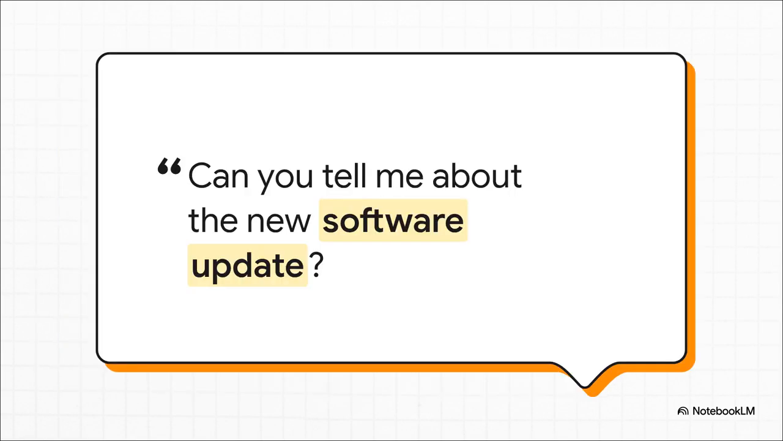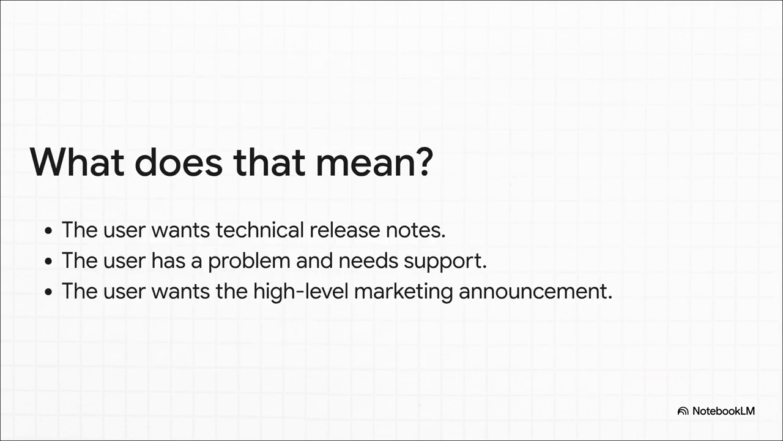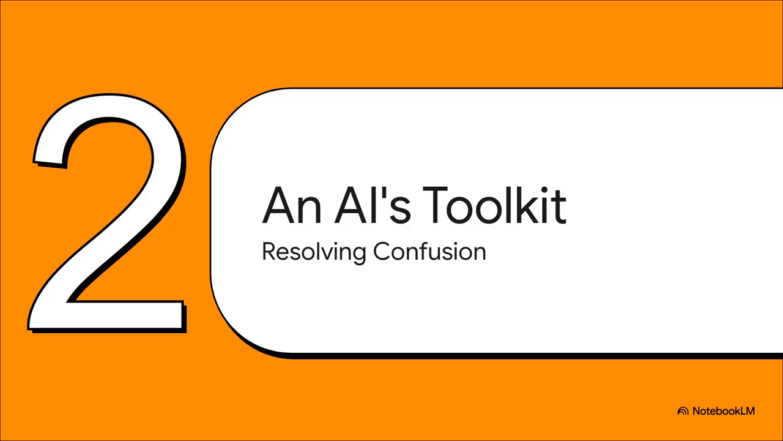This question seems so straightforward, doesn't it? Can you tell me about the new software update? I'm sure you've asked something almost exactly like this before. But to an AI, this question is an absolute minefield. Think about it. That simple question could mean so many things. Are you a developer who's looking for the super technical release notes? Or are you a regular user whose app just crashed and you need support right now? Or maybe you just saw an ad and you want the flashy marketing announcement. Every single one of those is a completely different request, a different intent, and each one needs a totally different answer.